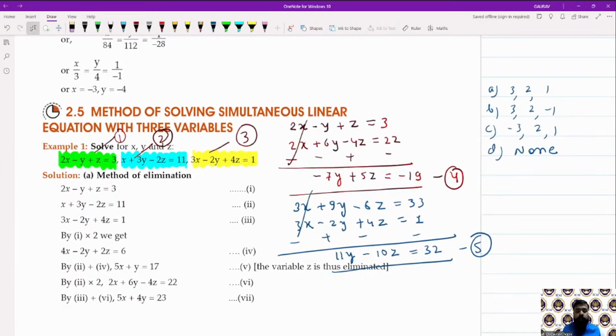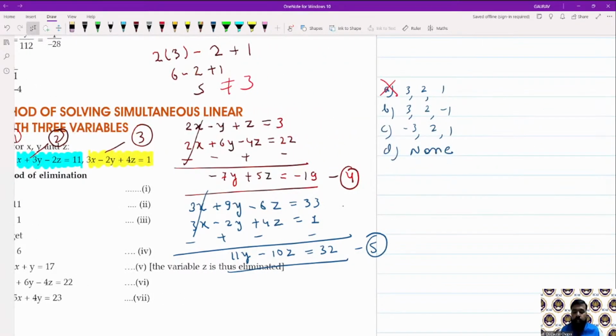If we check option number A in the first equation, the first equation is 2x minus y plus z. So 2 into 3 minus 2 plus z, z is 1. Now we have to check what is the result. 6 minus 2 plus 1, we are having 5 and in the equation it is given equal to 3. So 5 is not equal to 3. That means option number A is incorrect. Let's try the second option now.